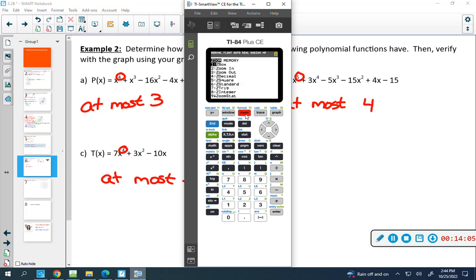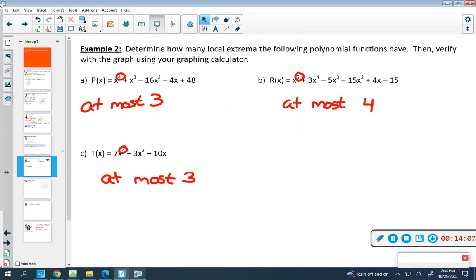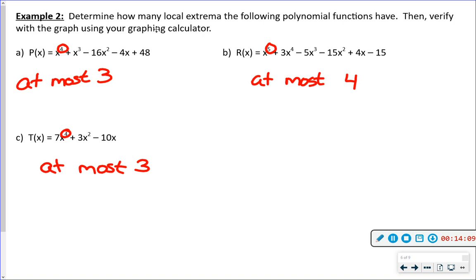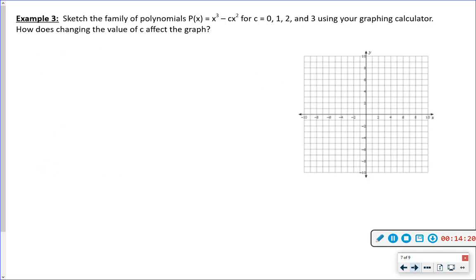All right, I'm just going to hit zoom 6. Okay, so again, not very exciting stuff. Honestly, I care more about can you actually find me the max and min if I asked you for them, not just give me how many there could be. But that's just one little nugget of information for you.